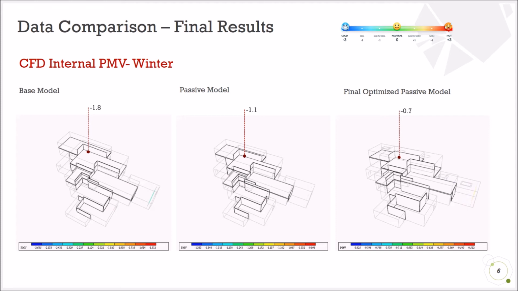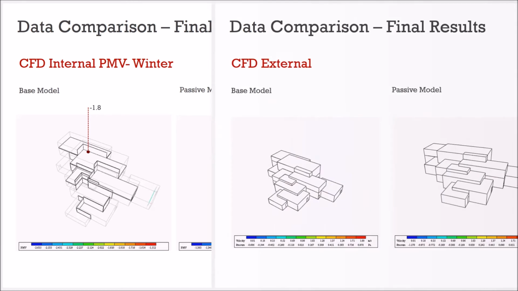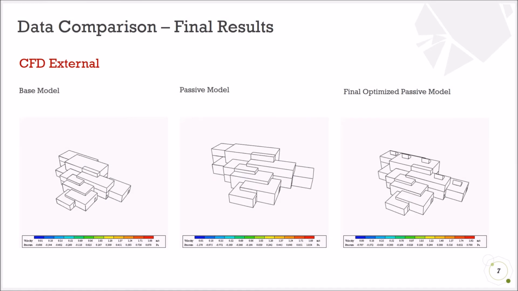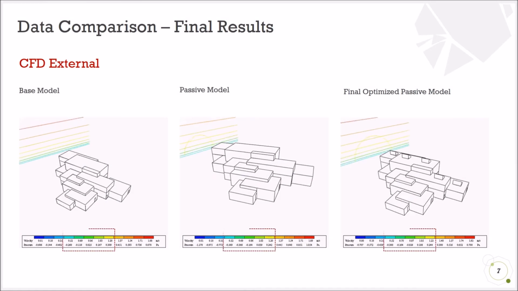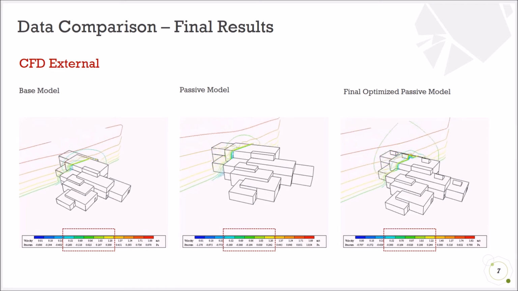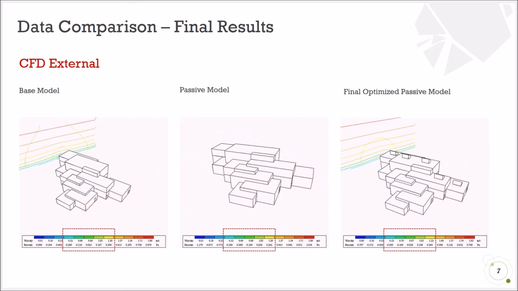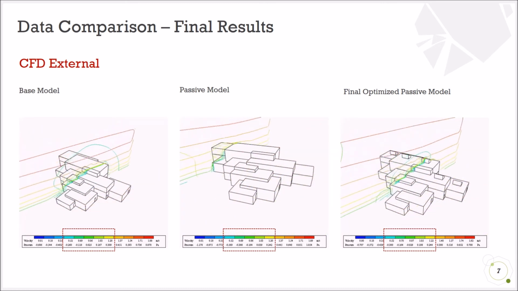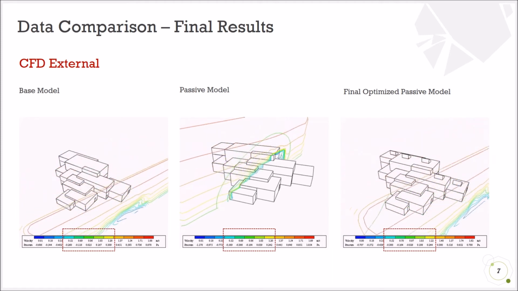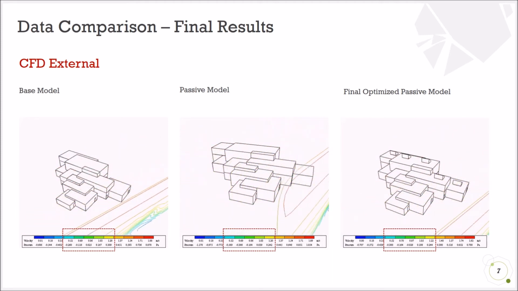PMV internal CFD simulation was also conducted for the three models to investigate thermal comfort enhancement of the passive and final optimized model, moving from -1.8 to -0.7 at the big blocks. CFD external simulations were also performed for the three models to investigate the pressure impacts. The passive model has lower improved wind pressure, while the final optimized model has more distributed pressure due to the skylight additions.